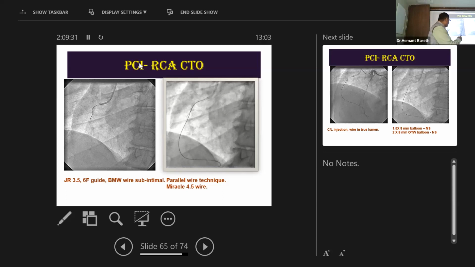So Miracle wire you can use when there is a slight tortuosity. But if there is no tortuosity, like maybe in the LAD, you could even use Conquest Pro wire. That is the difference, because Conquest has got a tapering tip and it can perforate.